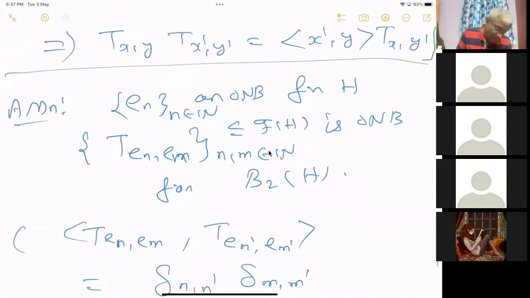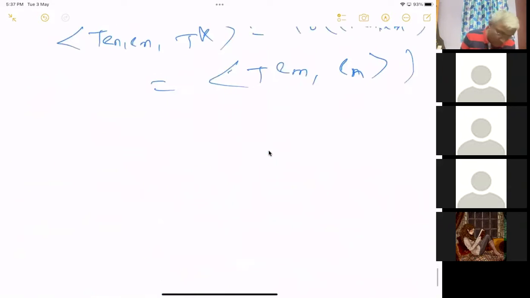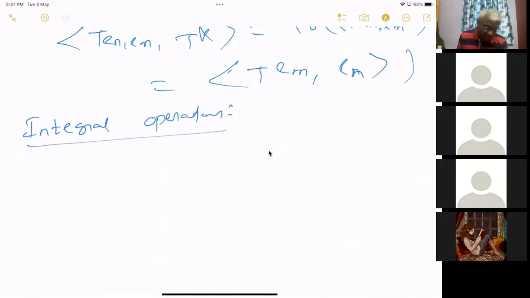So this is an assignment. I hope this is okay. The final thing we want to do in the next 8 minutes is integral operators. I might have defined this operator earlier, I don't know whether I defined it. It's okay.